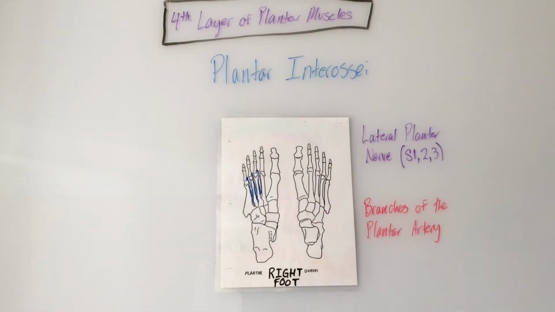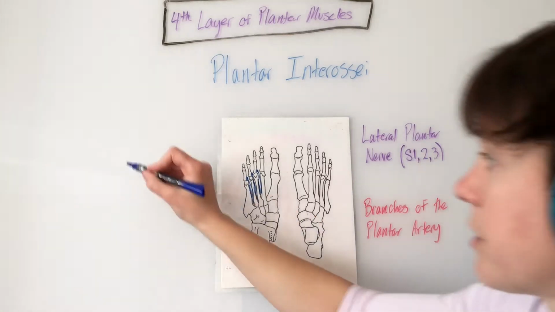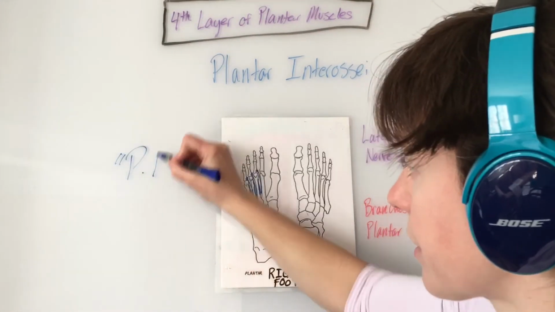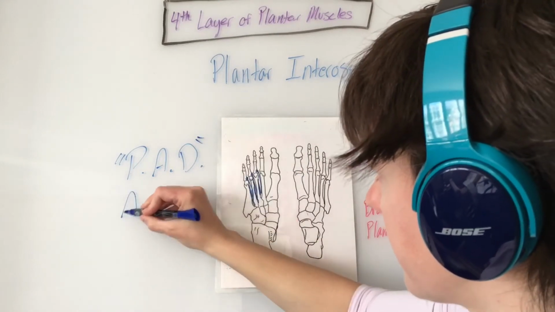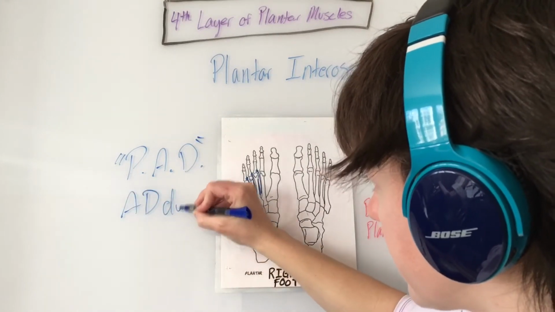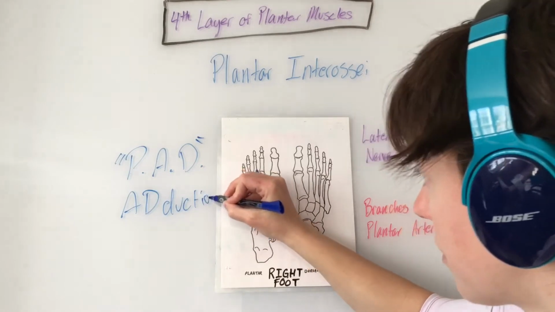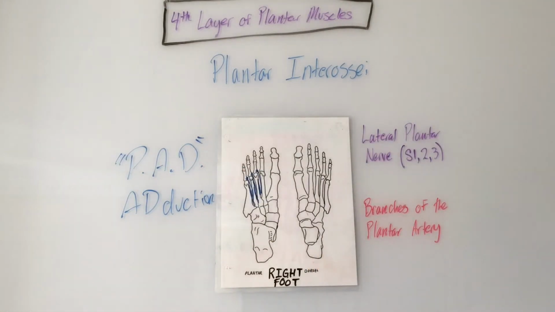They have the same innervation, lateral plantar nerve, S1, 2, and 3. Blood supply provided by the branches of the plantar artery. And their action is to adduct. So you can remember this by the acronym PAD. P for plantar, AD for adduction of digits 3 through 5 in the foot.